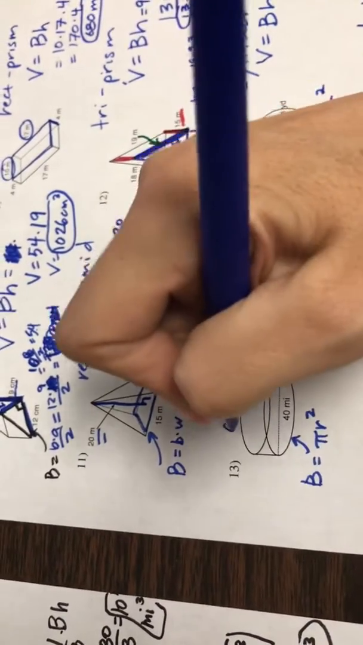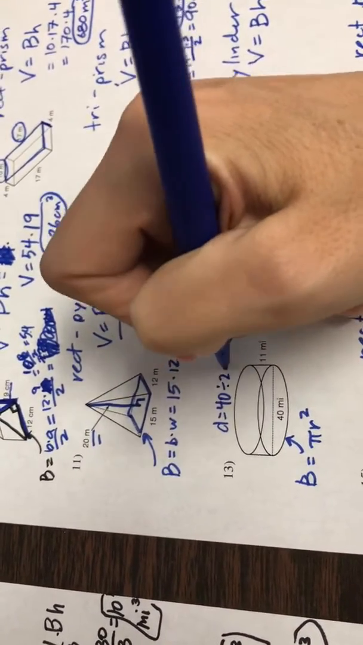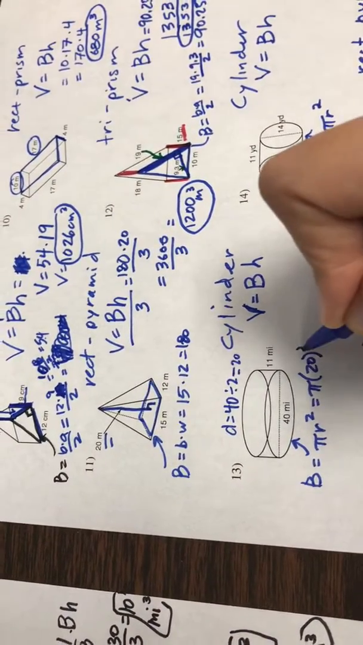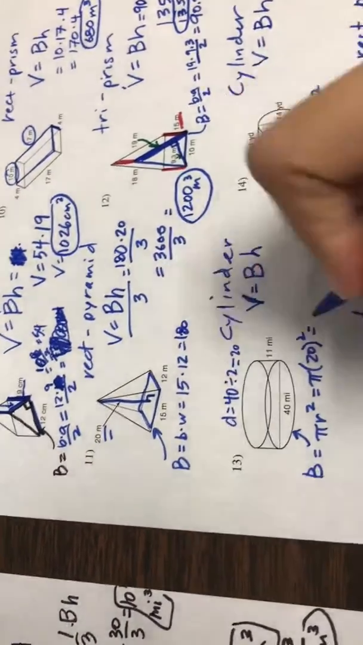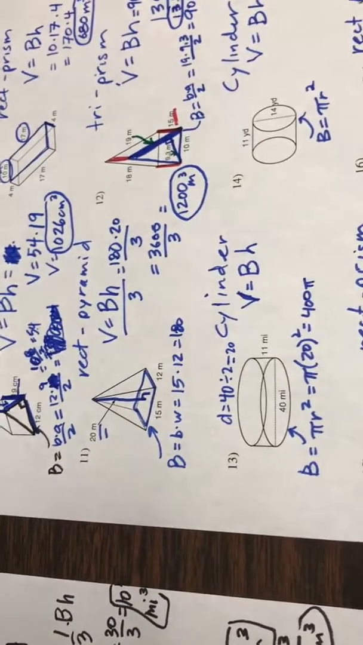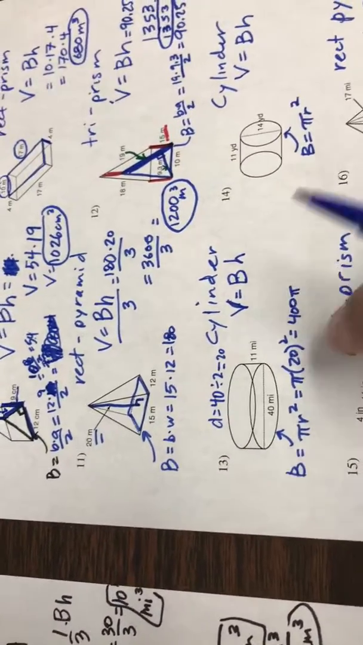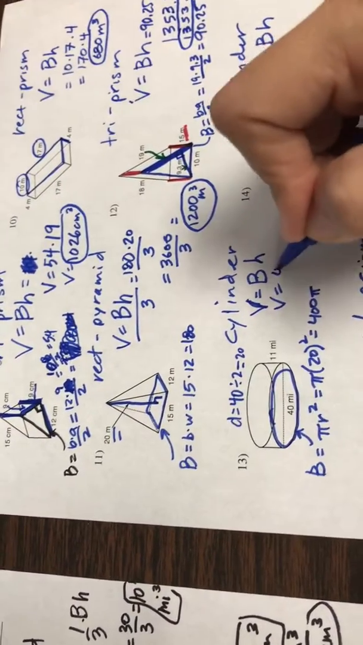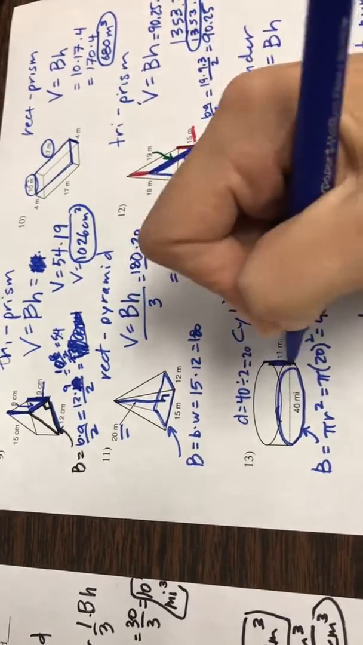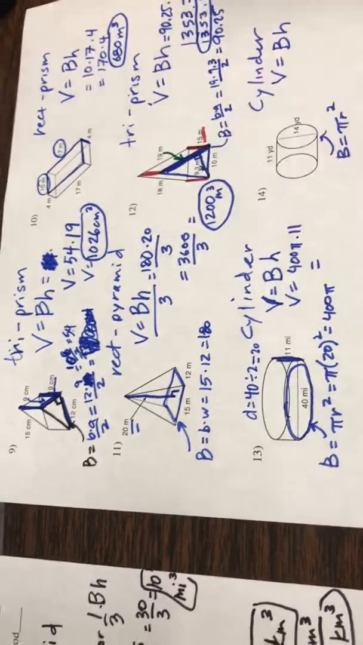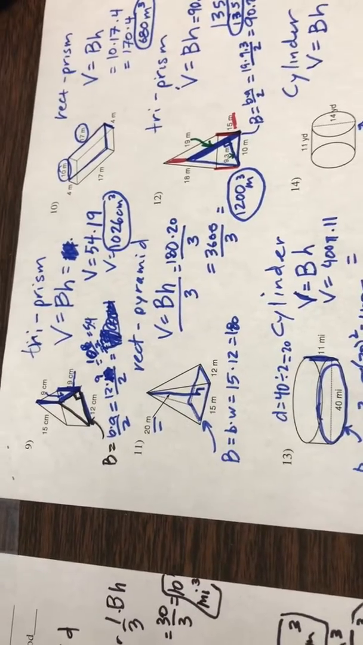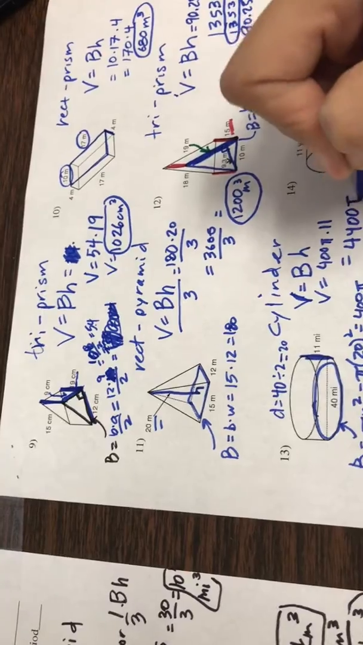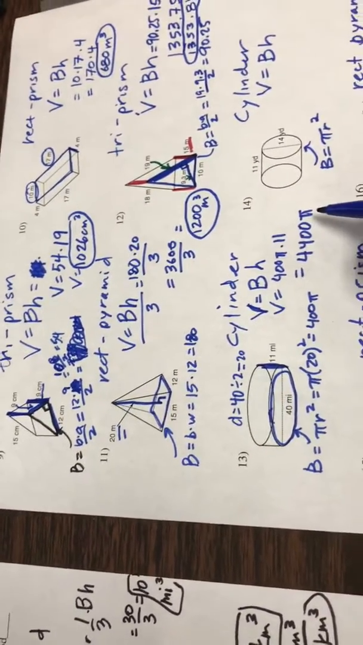Oops. But they gave me the diameter is 40, so divide by 2, I get 20. So it's 20 squared. So 20 times 20 is 400 pi. So the area of my base is 400 pi, and the height of how high they stack that is 11. So I get 4400 pi, but they wanted me to round to the nearest tenth.